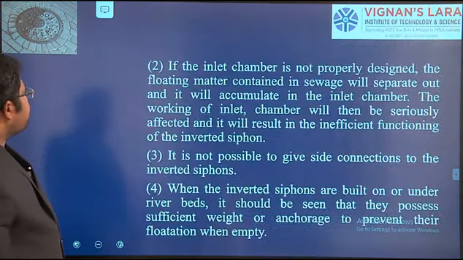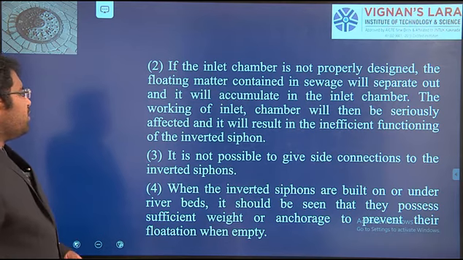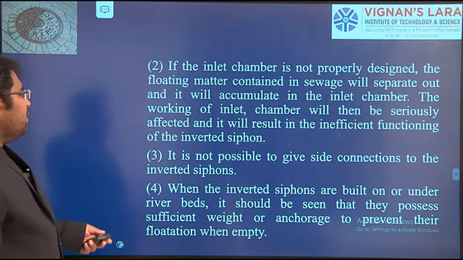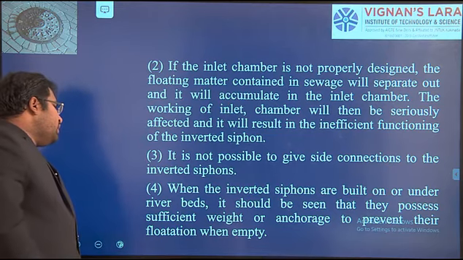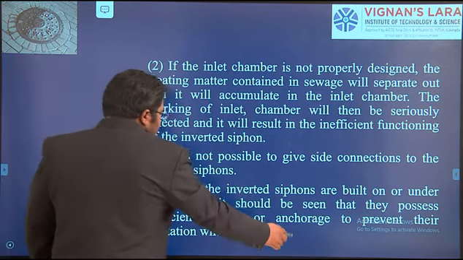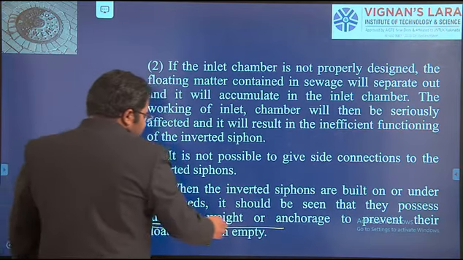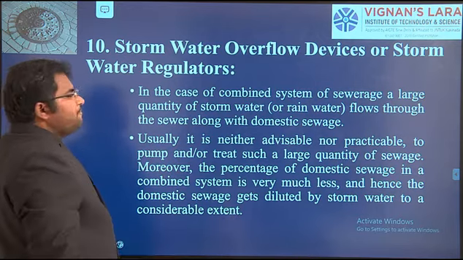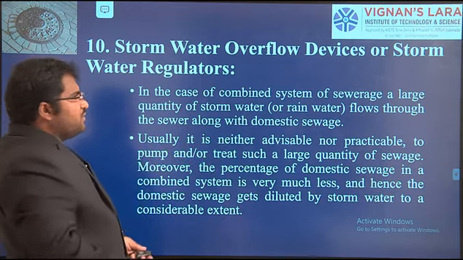Next, it is not possible to give side connections to the inverted siphons, that we know. When the inverted siphons are built under the river bed, it should be seen that they possess sufficient weight or anchorage to prevent their flotation when they empty. When it is empty, it will float, right?